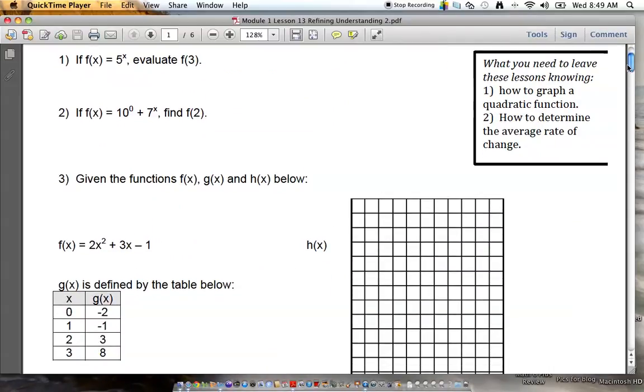All right, what's 5 to the 3rd, everybody? 125. 125, nice, right? We take the 3, we input it for the x, 5 to the 3rd is 125. Plugging in the next one, what's 10 to the 0? What's anything to the 0? 1. Plus 7 squared is 49, so I get 50. Given the functions, we did that already. You can see how this changed slightly from yesterday's.